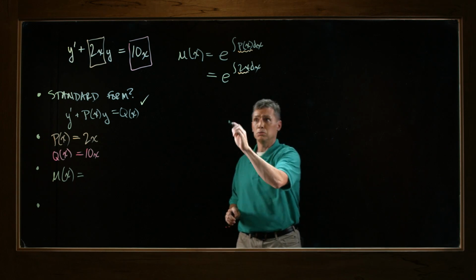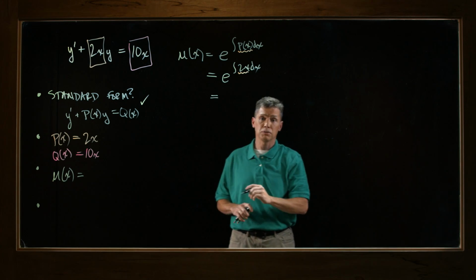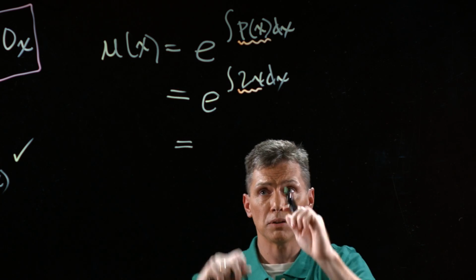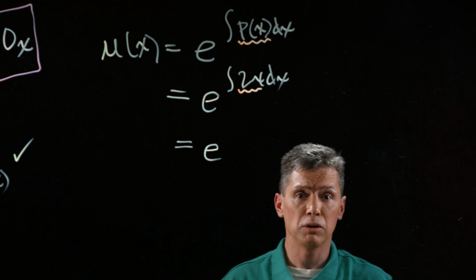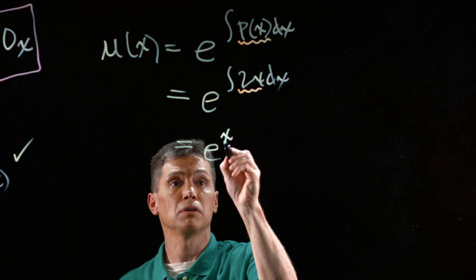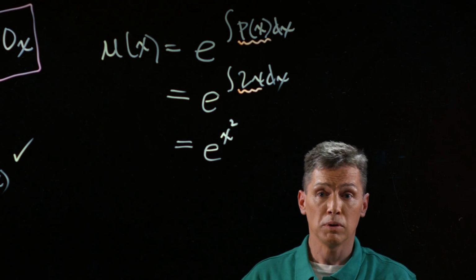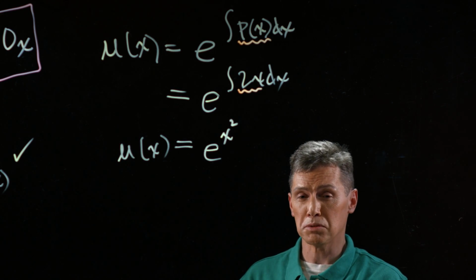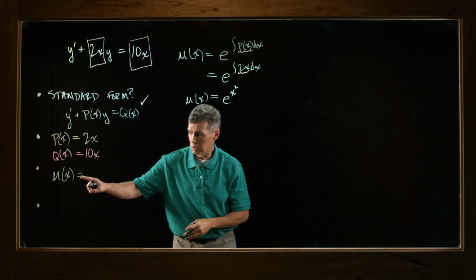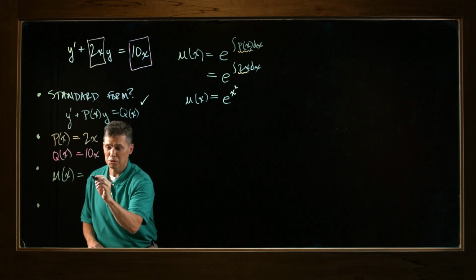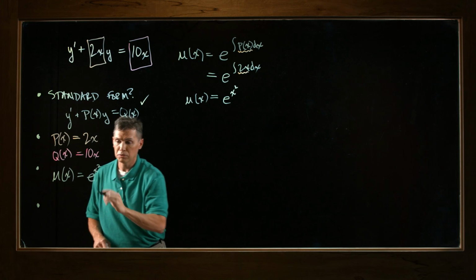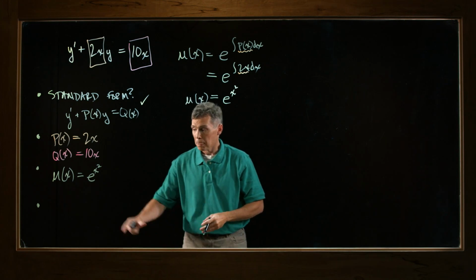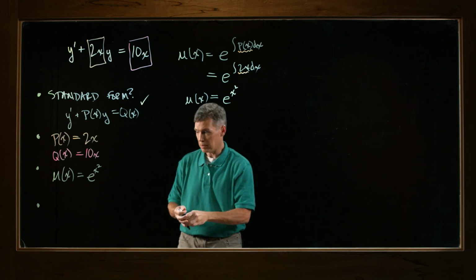A little bit of work to do now in terms of simplifying this. I want to evaluate that integral of 2x dx. That one's not too bad to evaluate. That's just x squared. What that does for me is give me an expression for mu of x. That's my third step in our journey, and now we have something to put down for mu of x. And that's going to help me as I get into my fourth step.